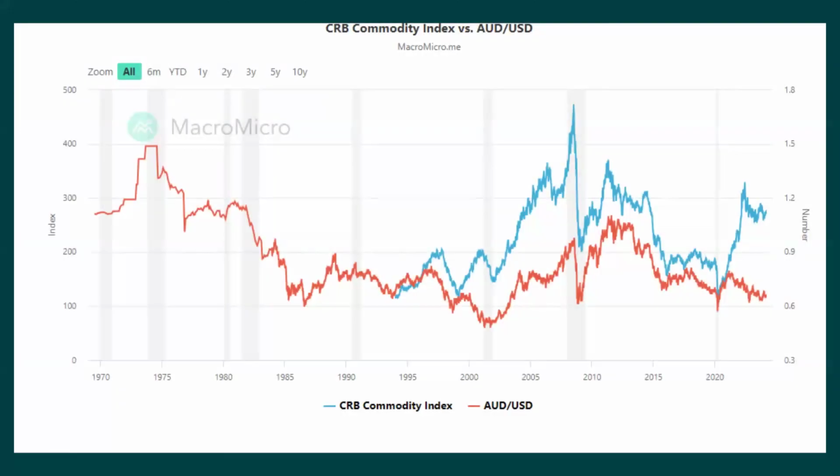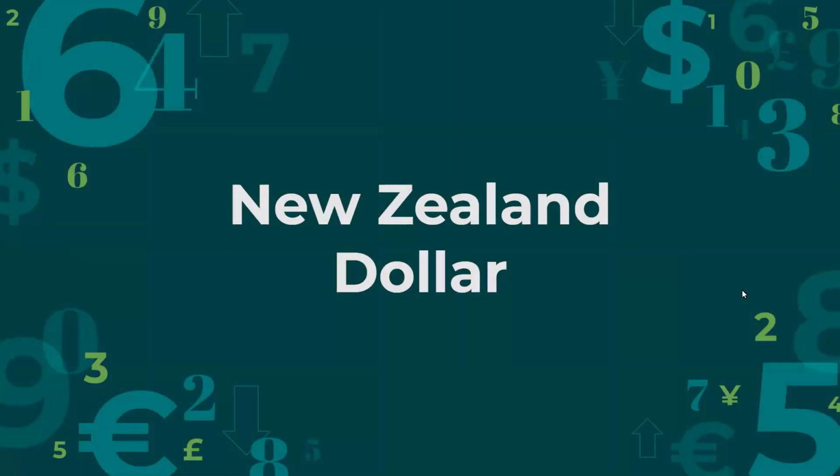And I mentioned the commodity. This is the CRB index in blue, and this is the Aussie dollar against the US dollar. And you can see again the movement and the correlation between the commodities and the Aussie dollar. Now, you can see in the last few years it has not been as strong. The reason is, as I mentioned, I think that's more of a China play.